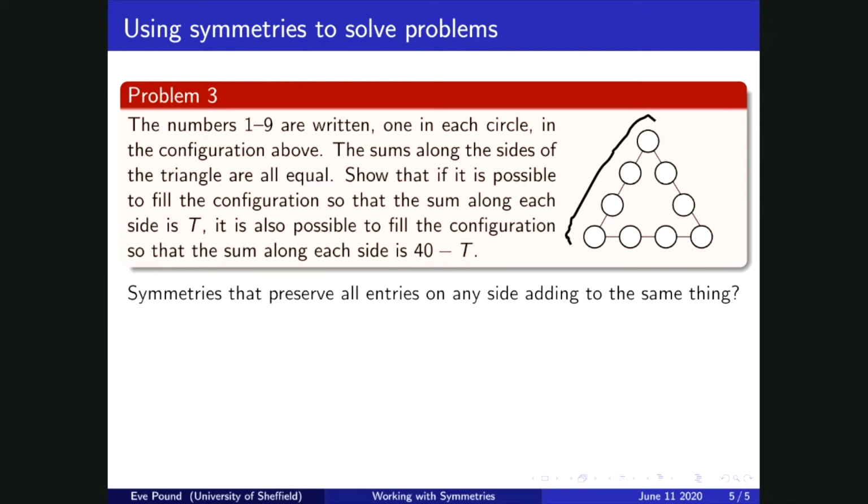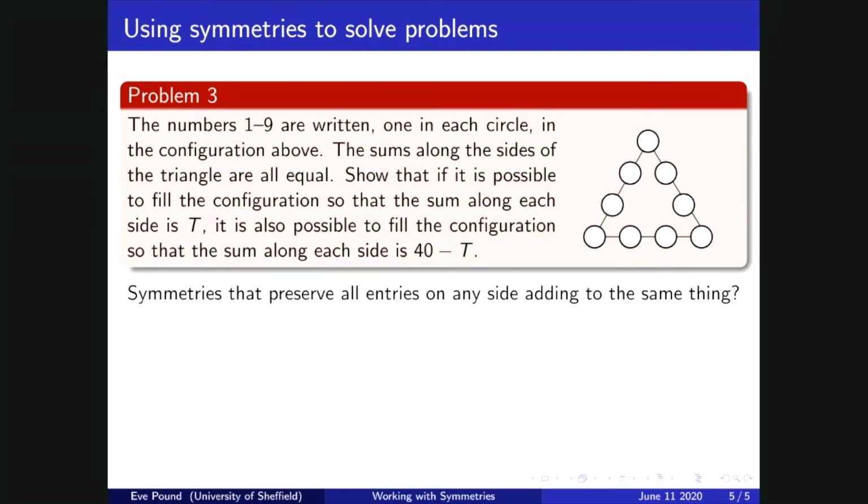Now, you gave me some really interesting examples, actually. Some of you said, let's rotate the whole triangle. And that's great. If we rotate the triangle, then we've just swapped the sides around. So we've just swapped which numbers are on which side, but we're definitely not ruining the totals. So that's a really good example.